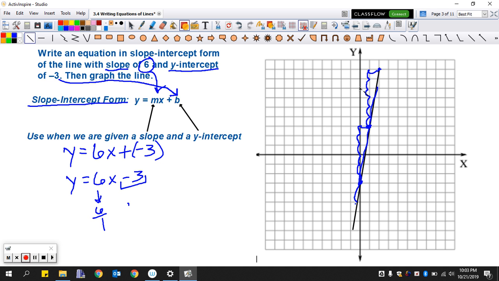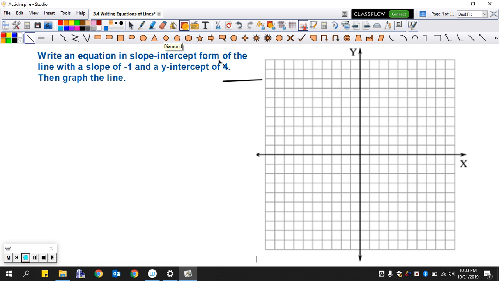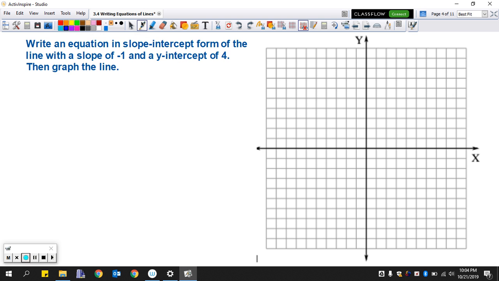All right, next one. It says write an equation in slope-intercept form of a line with a slope of negative 1 and a y-intercept of 4, and then graph the line. So y is equal to mx plus b. Slope-intercept form, we have a slope, we have a y-intercept, so that's why we use slope-intercept form. Our slope is negative 1, and our y-intercept is a positive 4. Okay, so we have y is equal to negative 1, x plus 4.